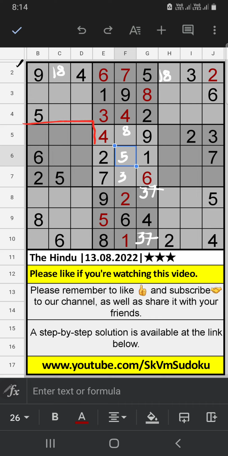Fourth grade, fifth row, we have 3, 4, 9. The 3 numbers can't come in the 3 cells. It will come in one of the 3 cells. We will confirm later. Then fourth grade, 3 numbers are remaining, 1, 7, 8. It will come in one of the cells. We will confirm later.